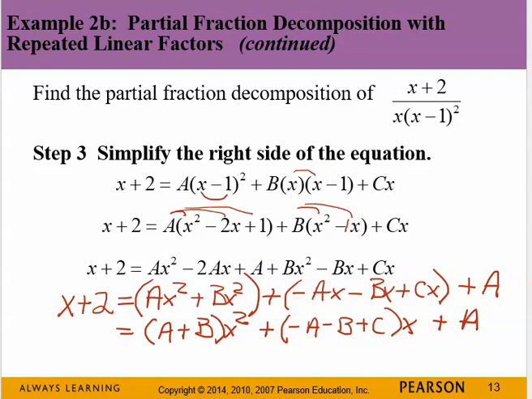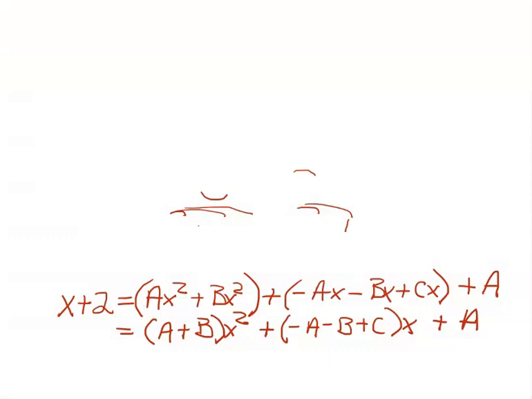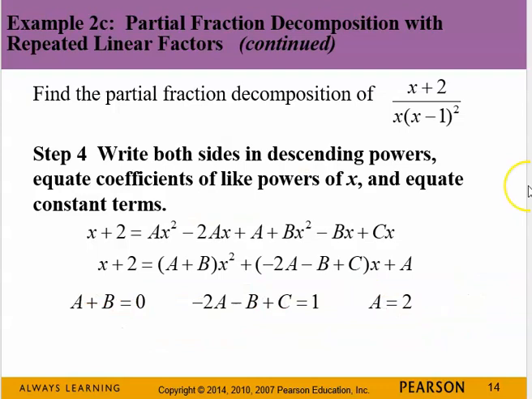So staying on the whiteboard for a moment and then getting back to our regular screen and then clearing this up, you see this is what we got. But now in this next step, it's write both sides in descending powers, equate the coefficients of the like powers of x and equate the constant terms.